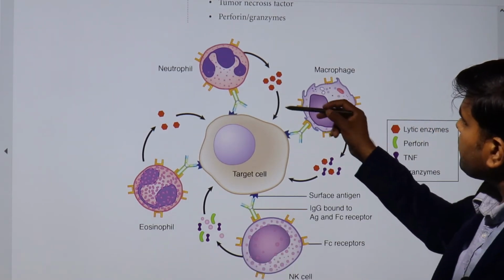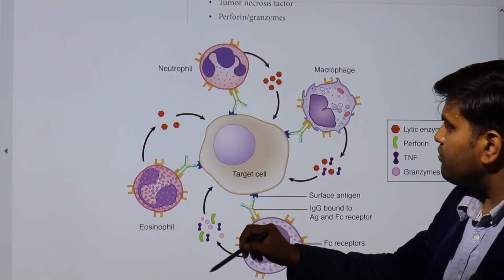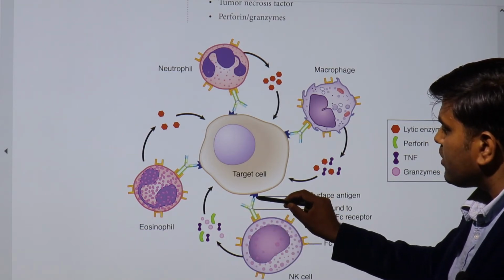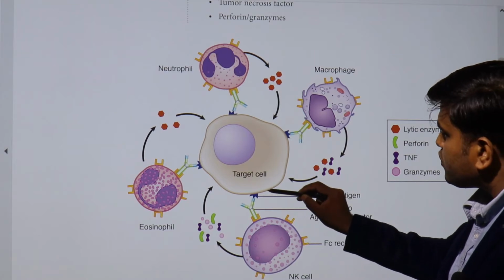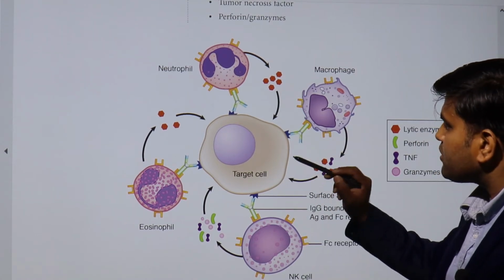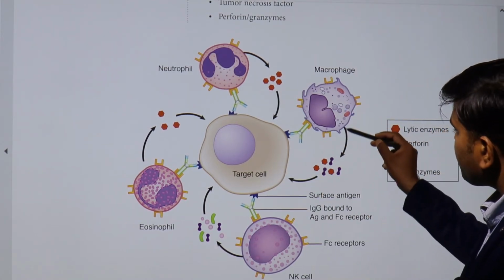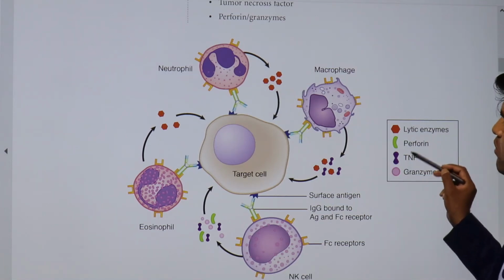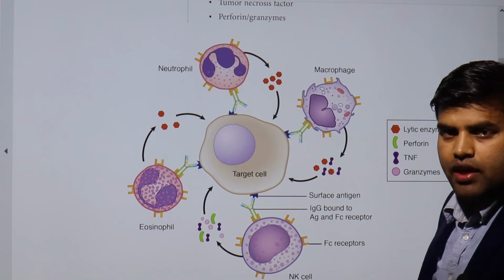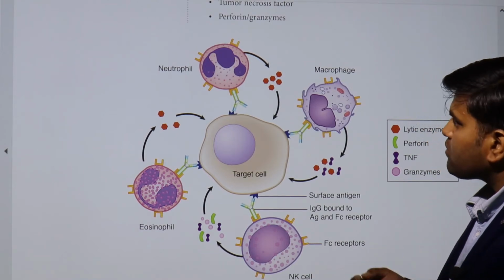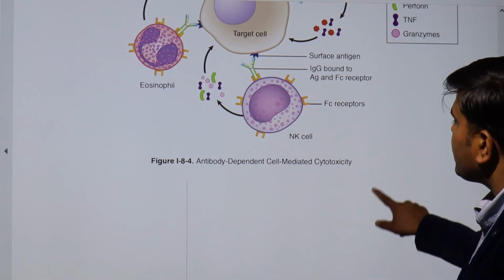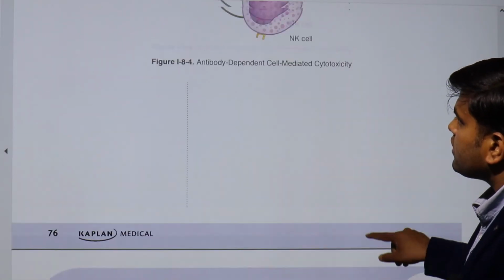You can see there is the neutrophil, macrophage, this is the NK cell, eosinophil. They are attaching to the tail region of this immunoglobulin G, and the antigen binding part is attaching to the target cell, that is the damaged dying cell, and then this will release the lytic enzyme, perforin, granzyme, and TNF that will damage and cause the apoptosis of the cell or activate the caspases and cause the death of your cell. This is called antibody dependent cellular cytotoxicity.